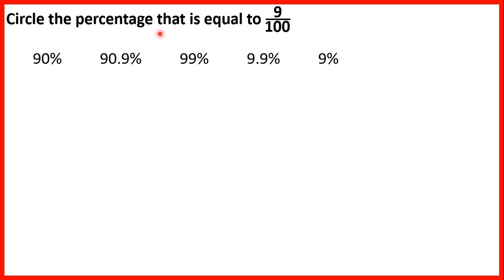Circle the percentage that is equal to 9/100ths. So a percentage is a fraction with a denominator of 100, and we have a denominator of 100 here. So 9/100ths is the same as 9%.